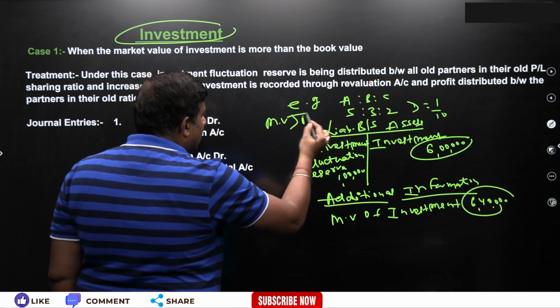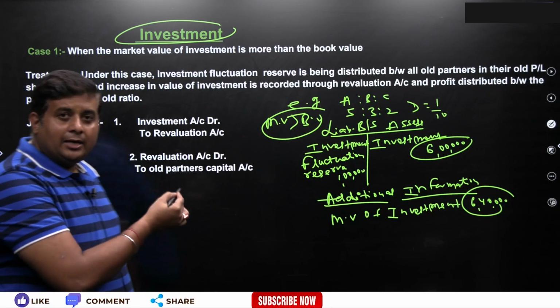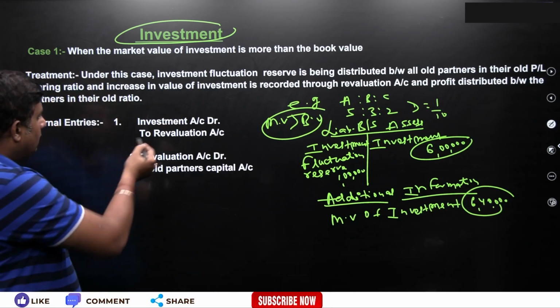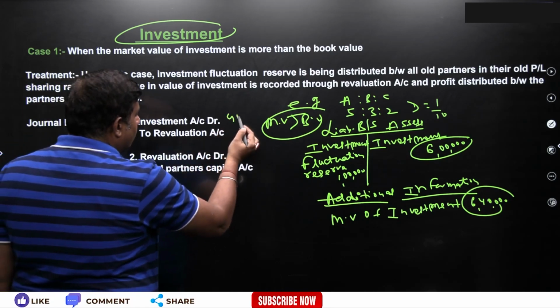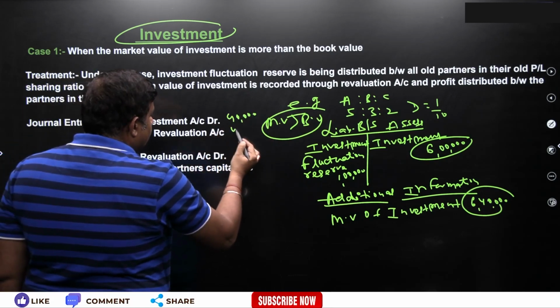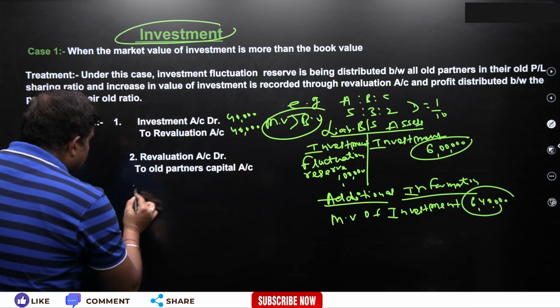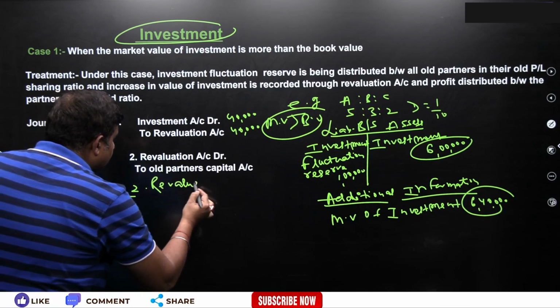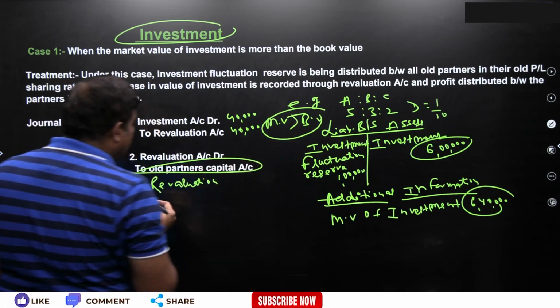So this is your book value and this is your market value, and you find that your market value is greater than your book value by 40,000. So this should be recorded like this: investment account debit to revaluation account, 40,000. The second part is revaluation account debit. Here I have taken old partners, so the old partners are A, B and C.